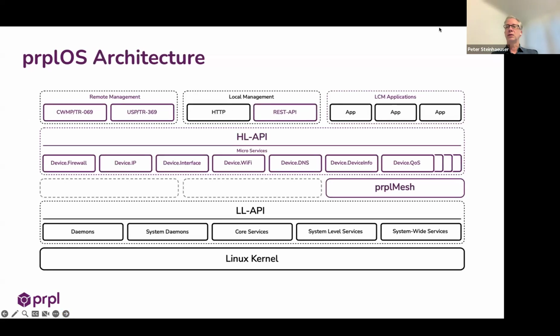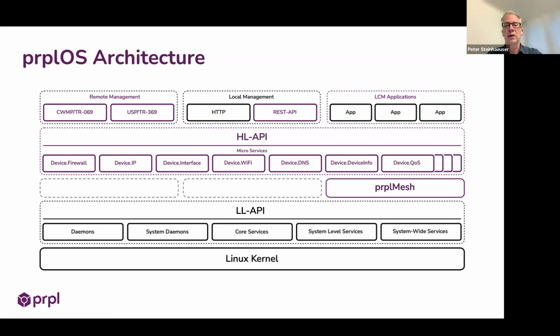Well, let's have a quick look at how this architecture looks. This, of course, is just an abstract, but I think it shows a little bit how things work together. On the lower end, we have the Linux kernel, we have our daemon system, daemons, core services, etc. And then we have the low-level API. This sounds a little bit unfamiliar in the beginning, but at the end, it's quite simple. The low-level API mostly consists of the standard Linux interfaces that have already been standardized.